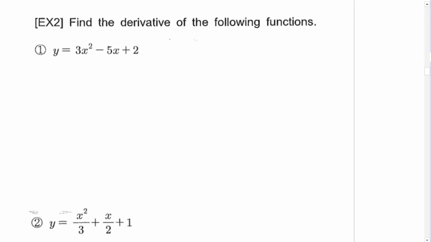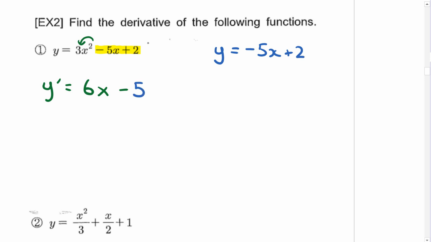Find the derivative of the following functions. All right, so this is not too bad because we're given polynomials. So y prime, power rule, 2 times 3 is going to be 6, so 6x minus. Now this part right here, you can think of that as the same thing as y equals mx plus b, right? So negative 5x plus 2. What's the slope of that line? Well, it's just negative 5, right? So just write a negative 5 to finish off. And the derivative of a constant is going to be 0, right? So that's it for that one, 6x minus 5.